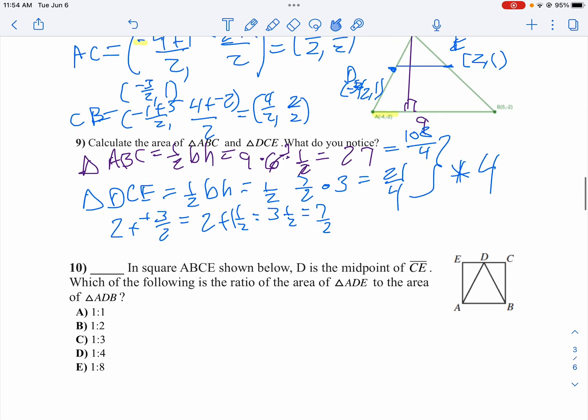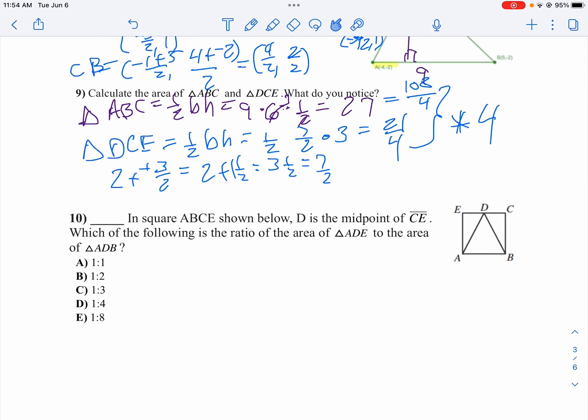Now if we take a look at question 10, I want to know what the ratio is of the triangle ADE, given D is my midpoint. So it's a square, so let me label this side as x. And so this would be half of x, wouldn't it? So the area of triangle ADE is 1/2 times x times 1/2 of x. So in other words, I get 1/4 of x squared.